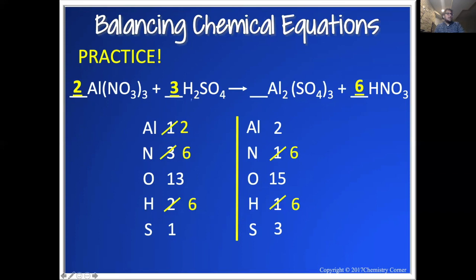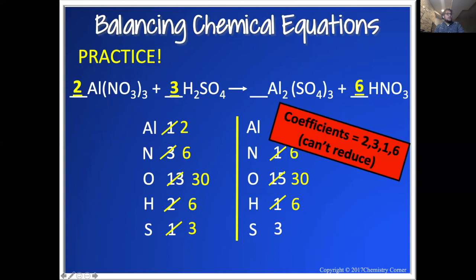And then I look at my left side and I realize, okay, so I put this 3 here to fix the hydrogens, but what does this do to the sulfurs? Because I have to distribute this 3 to each element, right? So 3 times the 1 sulfur in this molecule gives me 3 sulfurs on the left. So it turns out that my number of sulfurs was already fixed. And so here we fixed hydrogens, but realized that sulfur was already fixed by putting this 3 here in front of this H2SO4, okay?